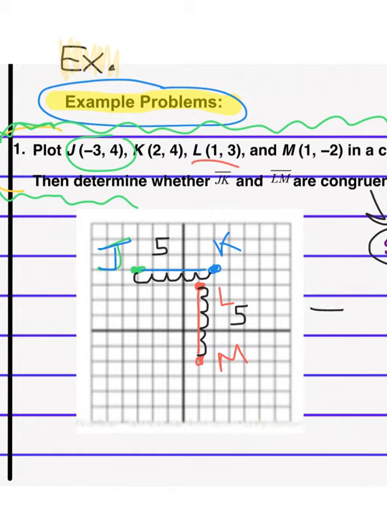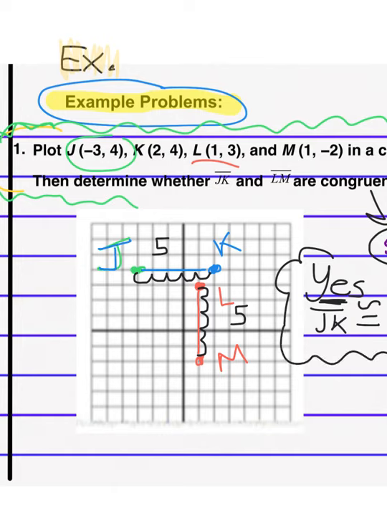I'm going to practice my shortcuts. So I'm going to say line segment JK, make sure you're using your symbols, is congruent. Here's the symbol for congruent. It's an equal sign with a sideways S. To line segment LM, you need the line segment symbol. So here's my actual answer.